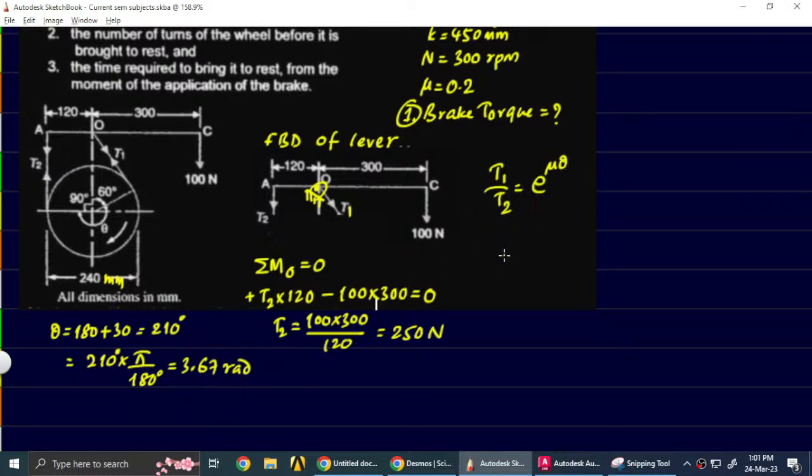So now that T2 is already known to us, T1 will be equal to T2 times e power mu theta. T2 value being 250, e value is there in the calculator, and mu value is given as 0.2. Theta angle in radians, we calculated it as 3.67. So that will give us the value of T1. So let's see what that is.